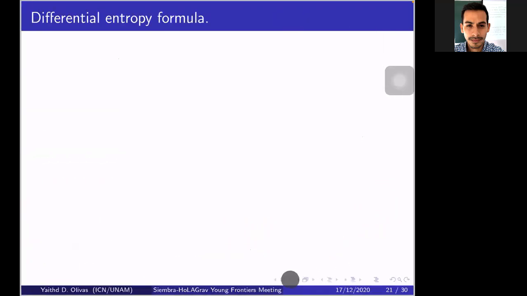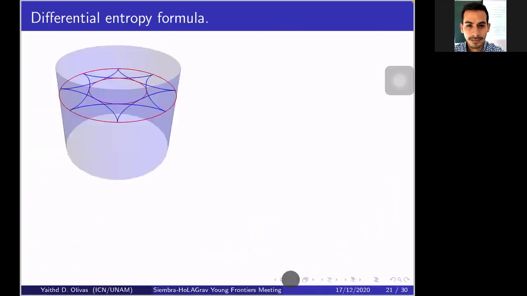So why is this a problem? As I already explained, a family of intervals that correctly computes the length of this curve is, for example, this one. We can consider the first geodesic and its ending point, a second geodesic and its ending point. And as we move around, we will see that the path that is traced by these endpoints stays inside this constant time slice.